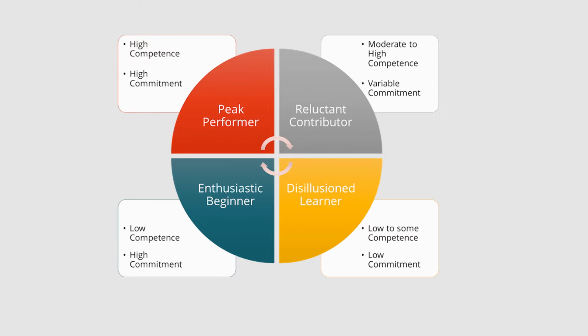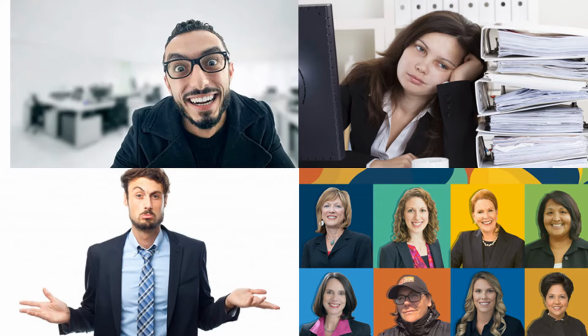The second major part of the SL2 model concerns the degree to which followers have the competence and commitment necessary to accomplish a given goal. The followers can be classified into four categories: the enthusiastic beginners, the disillusioned learners, the reluctant contributors, and the peak performers. The enthusiastic beginners are low in competence but high in commitment.